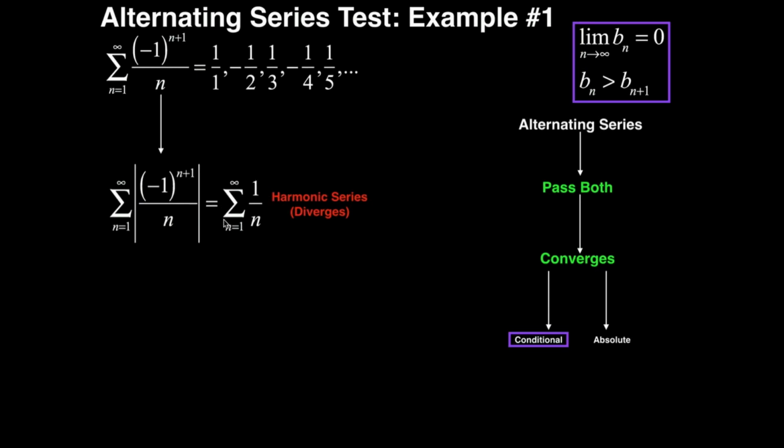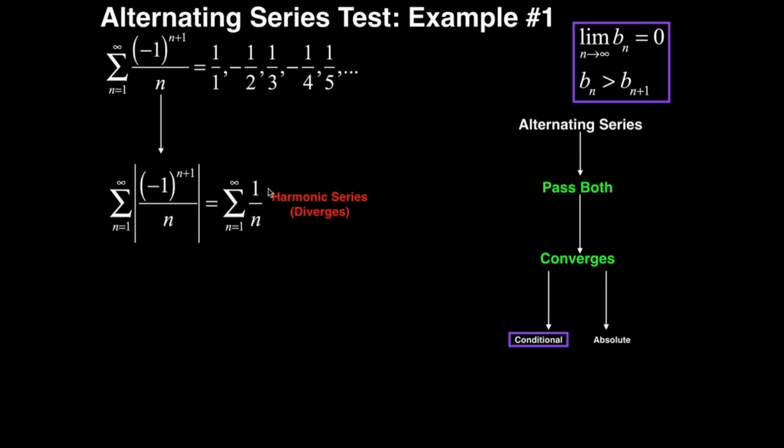Well, this one's a really easy one. This is the harmonic series. Remember, the series from n equals 1 to infinity of 1 over n, this is the harmonic series, which we already know diverges. And so now what we can say is because the absolute value of the original series diverges, because it's the harmonic series, when this diverges, that corresponds to conditional convergence.